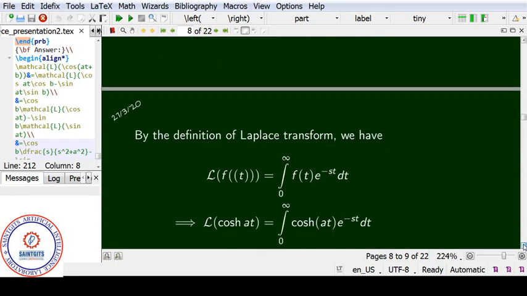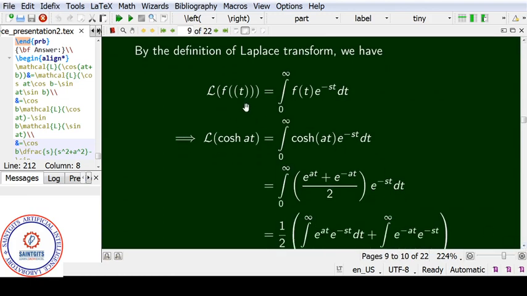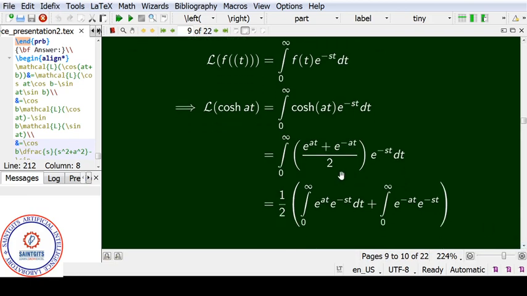L of f of t is equal to integral 0 to infinity f of t e raised to minus st dt, and therefore L of cos h at is equal to integral 0 to infinity cos h at into e raised to minus st dt. Now we rewrite cos h at as e raised to at plus e raised to minus at by 2. Then we take this 1 by 2 outside and split the integral into 2. Integral 0 to infinity e raised to at into e raised to minus st dt plus integral 0 to infinity e raised to minus at into e raised to minus st dt. And dt is missing.